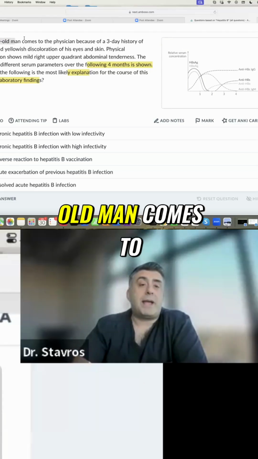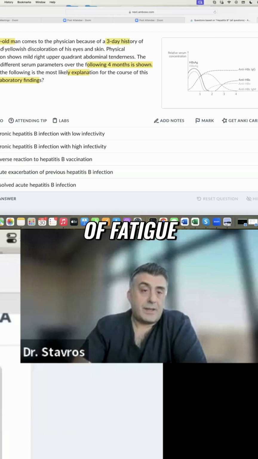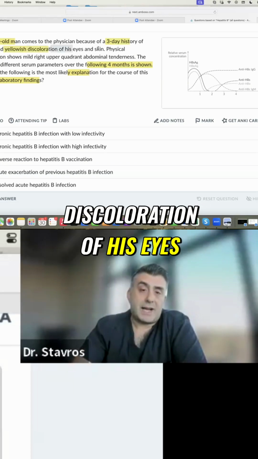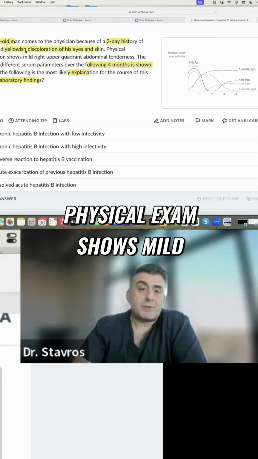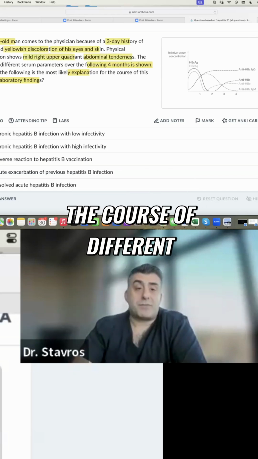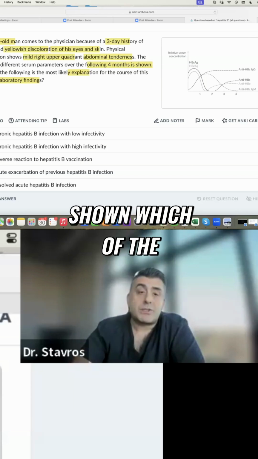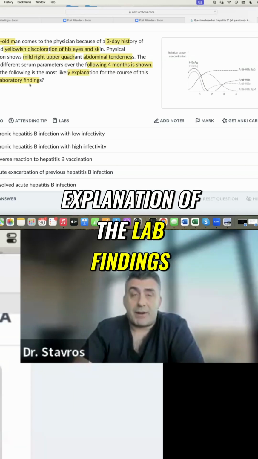A 37-year-old man comes to the physician because of a 3-day history of fatigue, yellow discoloration of his eyes and skin. Physical exam shows mild right upper quadrant abdominal tenderness. The course of different serum parameters over the following 4 months is shown. Which of the following is most likely explanation of the lab findings?